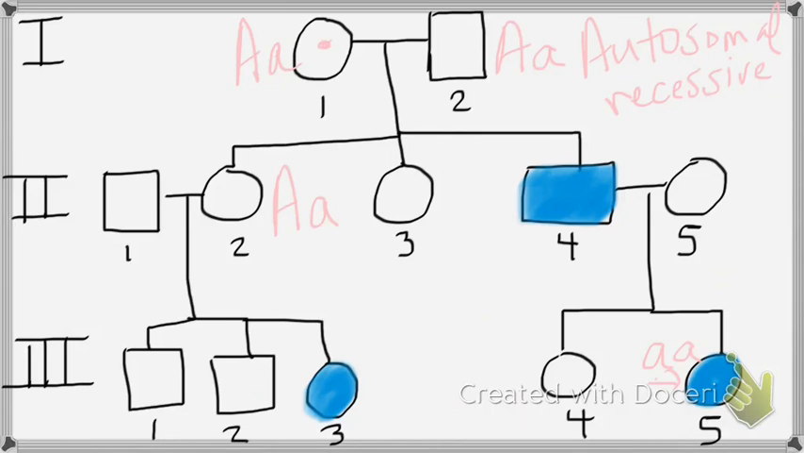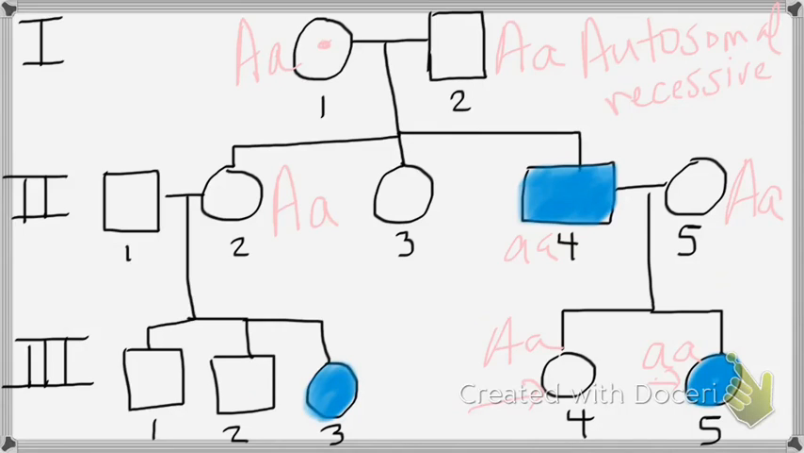Generation 2, individual 5. Big A, big A? Yeah. Or big A, little a. It has to be the carrier. Yep, she has to be a carrier. What's her husband? Little a, little a. So now you could for sure tell me what generation 3 individual 4 is. This person right here. What is it? Big A, little a. Has to be. No other way.